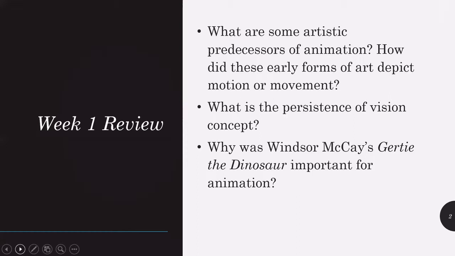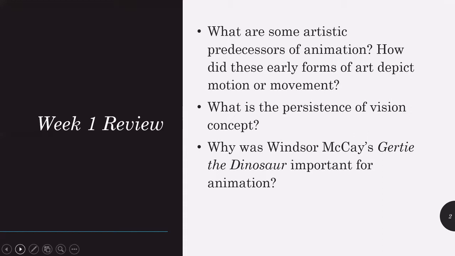Next, what is the persistence of vision concept? Remember, last week we talked a lot about parlor toys and these very basic toys that help to demonstrate the concept of animation with images. And the persistence of vision is where you have more than one image moving so quickly at the same time that your eye can't differentiate or distinguish between the two images that you see. So they look like one image fused together. And this is really important for animation because all animation is a series of images moving so quickly back to back that you can't tell that they are individual images.